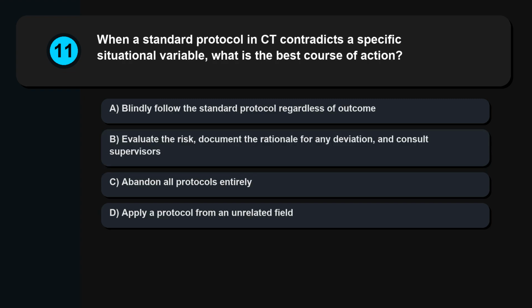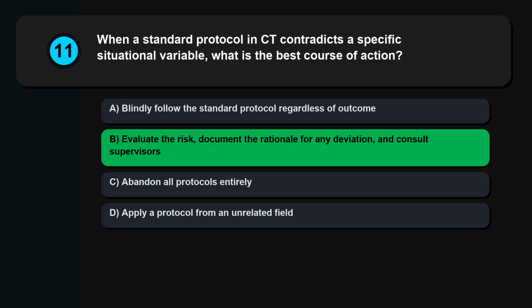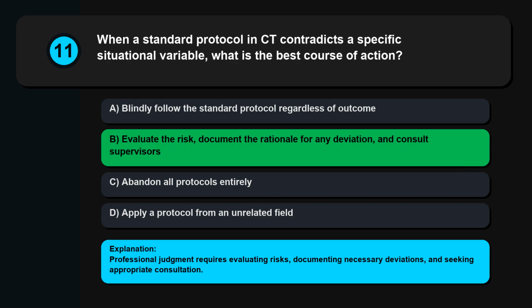Question 11. When a standard protocol in CT contradicts a specific situational variable, what is the best course of action? Blindly follow the standard protocol regardless of outcome. Evaluate the risk, document the rationale for any deviation, and consult supervisors. Abandon all protocols entirely. Apply a protocol from an unrelated field. Professional judgment requires evaluating risks, documenting necessary deviations, and seeking appropriate consultation.